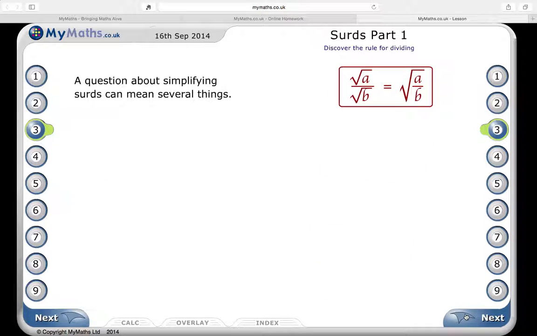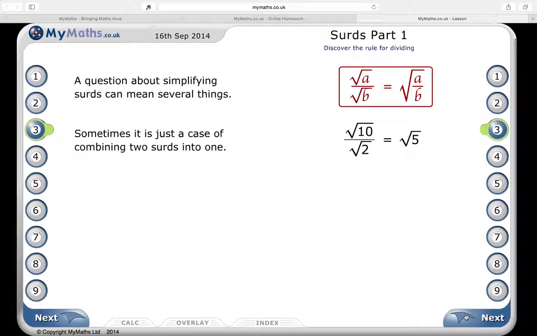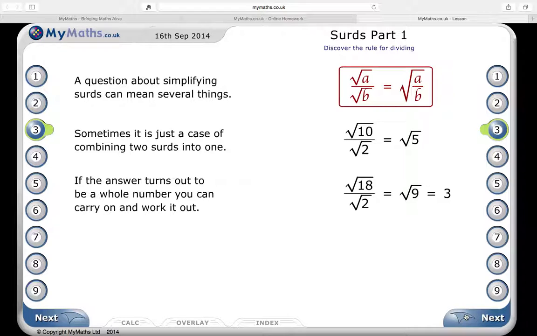This should be relatively easy to remember. A question about simplifying surds can mean several things. Sometimes it's just a case of combining two surds into one. For instance, root 10 over root 2 is equal to root 5, so 10 divided by 2 is 5, and stick roots on.